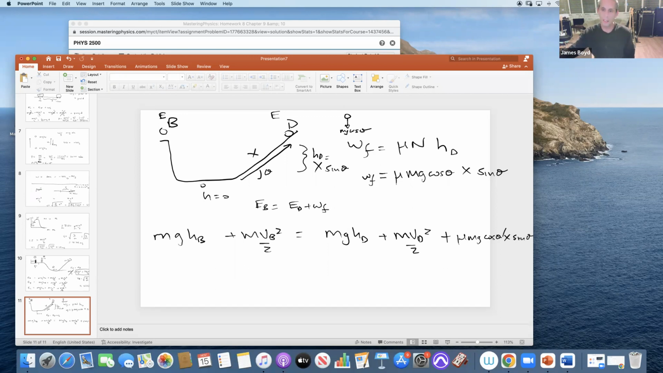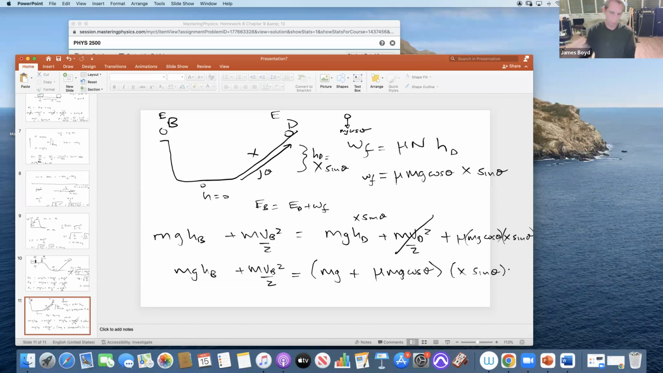This is our D, this is our N. This whole thing is the work of friction. Now we know it comes to rest, so that goes away. And we also know that this is also x sine theta. So let's rewrite this: mgh_B plus m v_B squared over 2 is equal to mg plus mu mg cos theta times x sine theta. Okay, they're both times x sine theta.